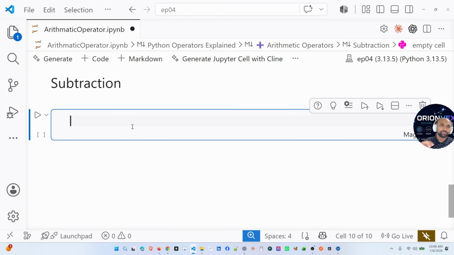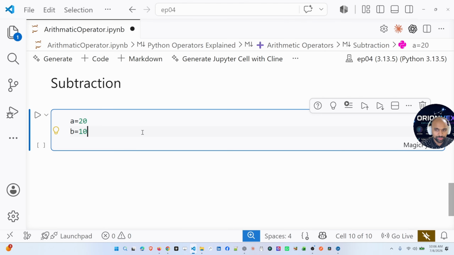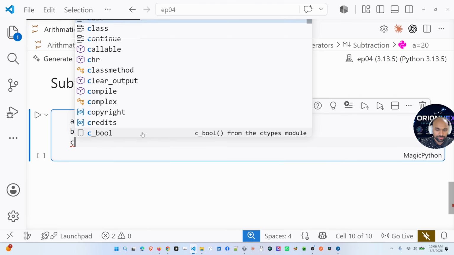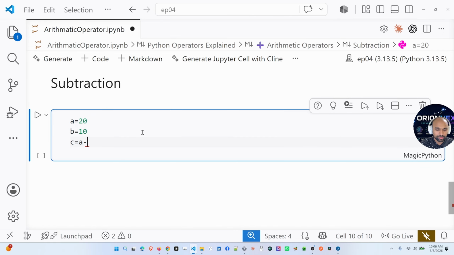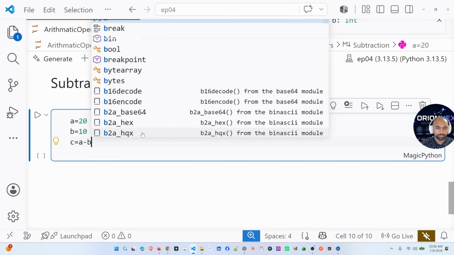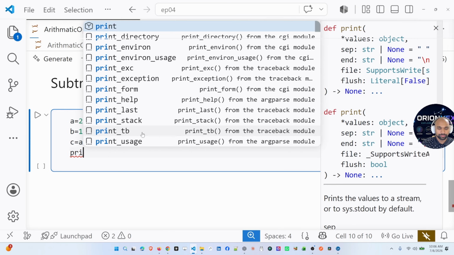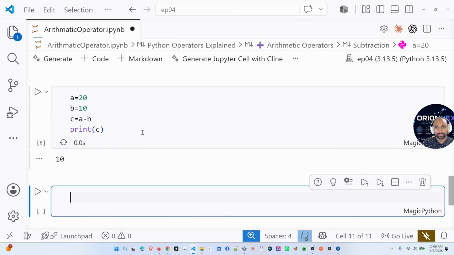The subtraction will give the difference between two numbers. Let's go ahead and see the subtraction operation. Same like a = 20, b = 10, c = a - b, and print c. It is giving the difference between a and b. This is what the subtraction operation is. It is nothing much more complicated.